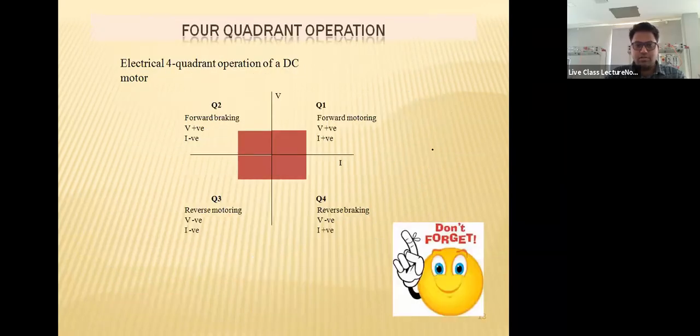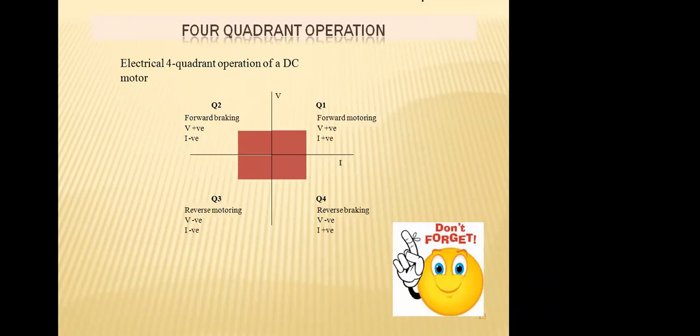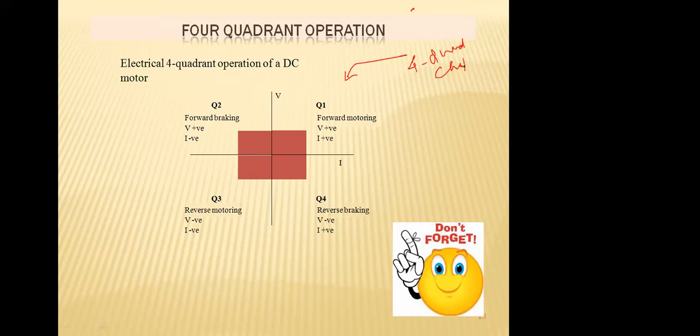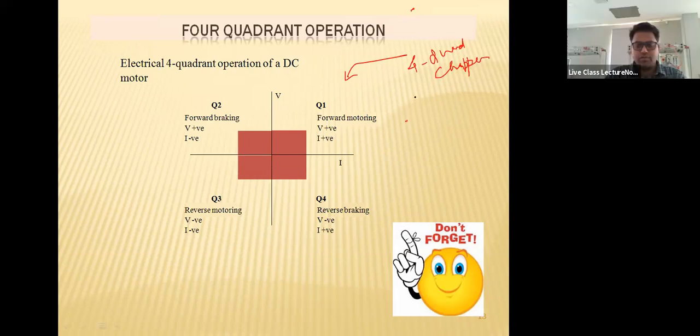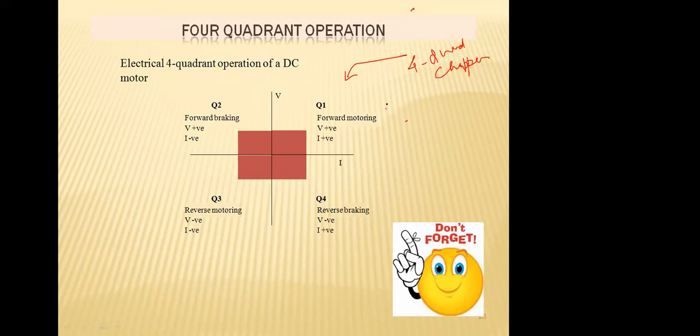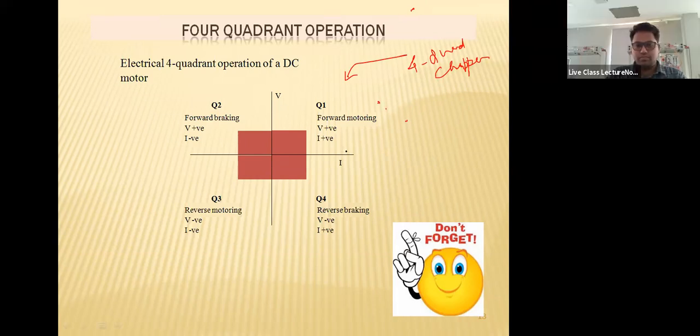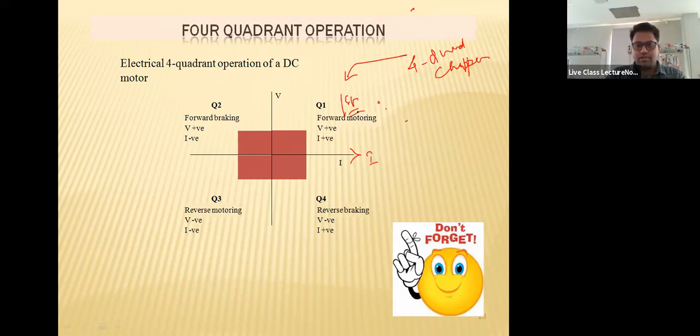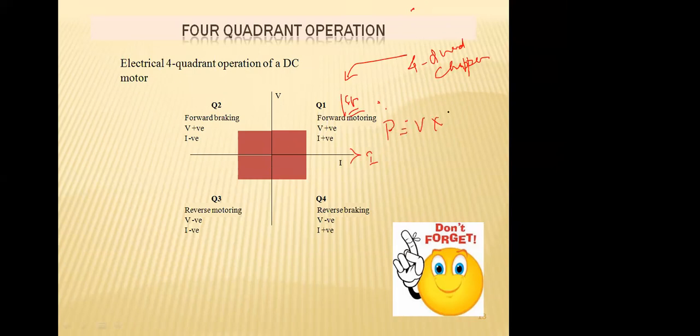So first of all, you should remember the four quadrant operation of any converter, not necessarily of a chopper, but of any converter. Say, for example, it's a four quadrant chopper, but it can be a dual converter also. So what were the issues for the four quadrant chopper action? In the four quadrant chopper, we have the first quadrant as power is V into I.